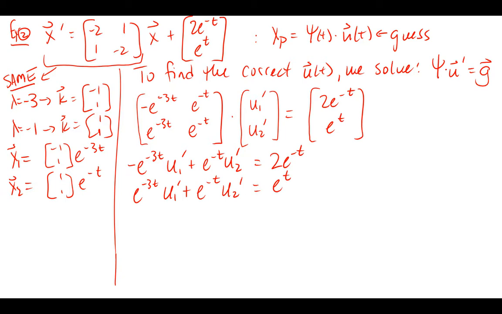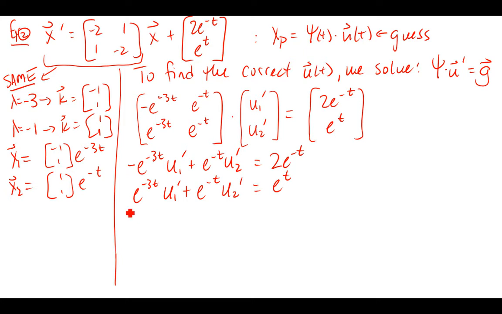So let's see. My goal at this point is to take these two and do some algebra in order to get to the point where I have something that says u1 prime equals some stuff with t's, or u2 prime equals some stuff with t's. If I can get that far, the rest will sort of fall out.